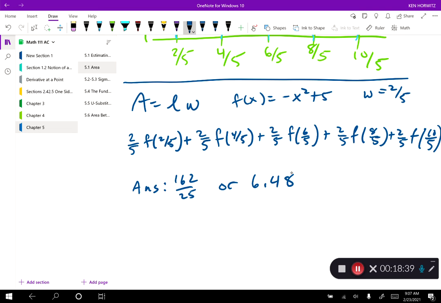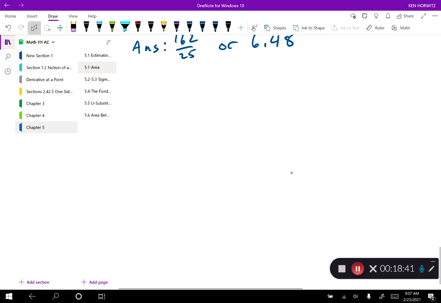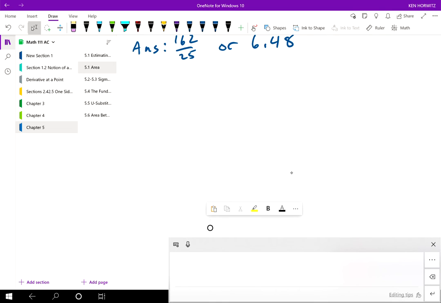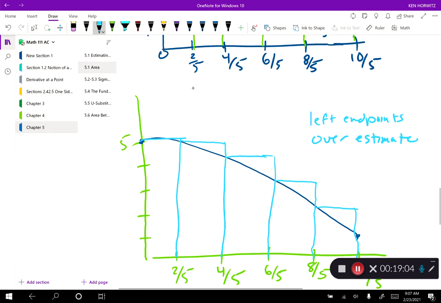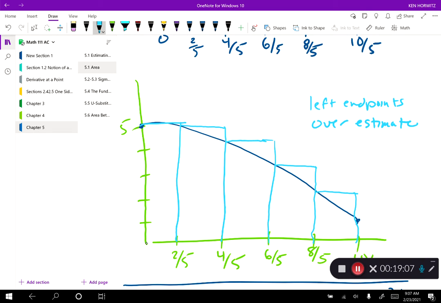All right, now in order to know the upper estimate of your area, you need to do your left endpoints. So again, our width is still, I'm going to change color just for contrast. I'll go to blue. There we go. Our width is still 2/5. However, what we notice is that by using our left endpoints, now I need to go f of 0 to get the y value. I need to go f of 2/5. So our y values are just shifted over 1.